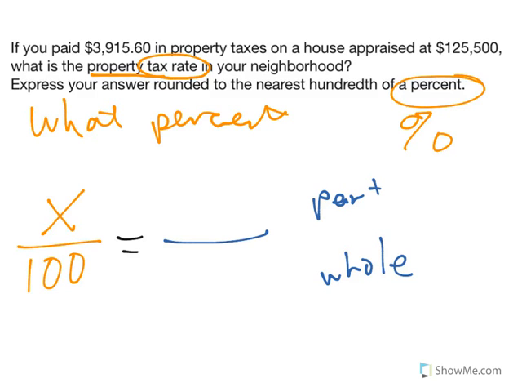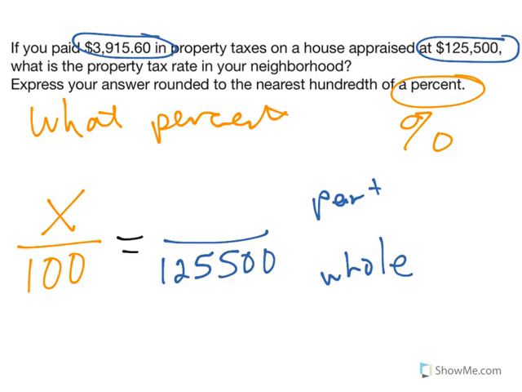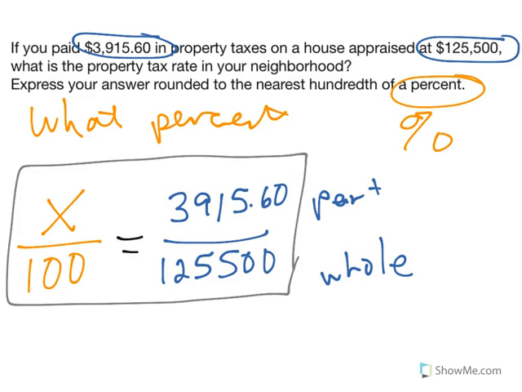So we have two numbers. We've got $3,915.60 and we've got $125,500. Which one of them is part of the total and which one is the total? Well, the total is the value of your house, which is $125,500, and the part would be $3,915.60. After you do that, you have yourself a proportion where we are solving for x, what percent?